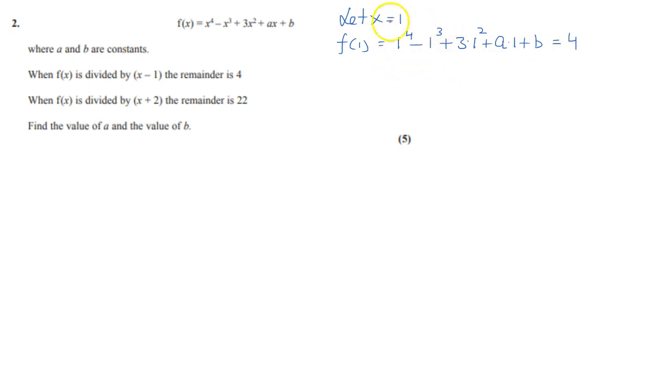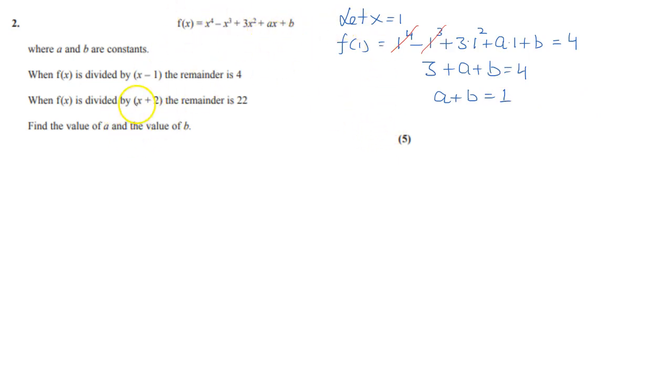So here we have 1 to the power 4 is 1, 1 minus 1 is 0. So this is going to be equal to 3 plus a plus b is equal to 4. It means our first equation is a plus b is equal to 4 minus 3. So that is 1. This is equation number 1.